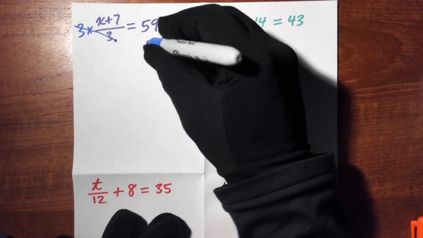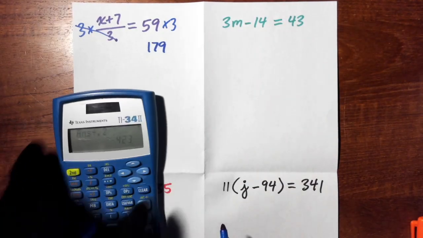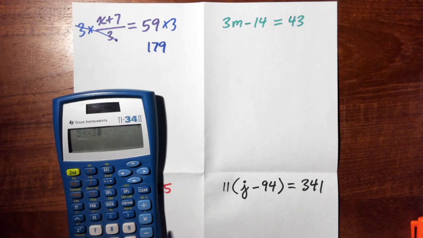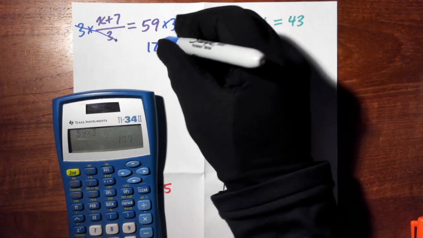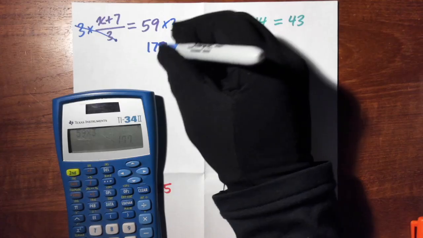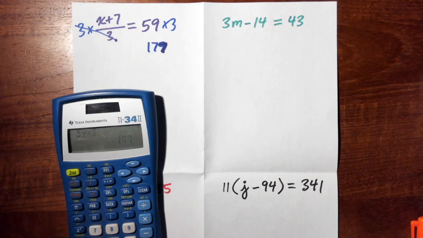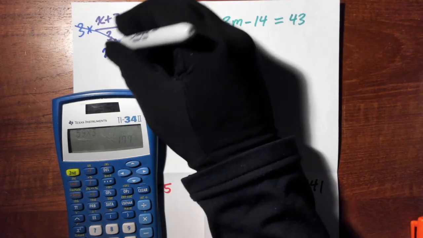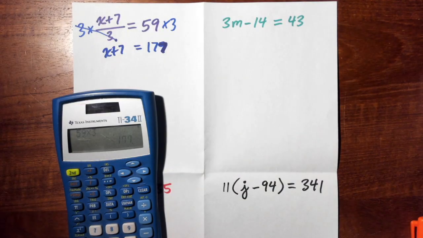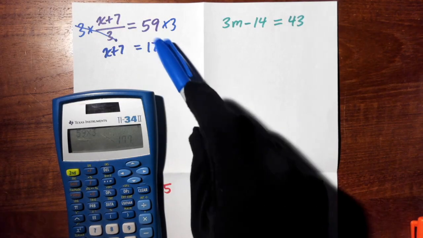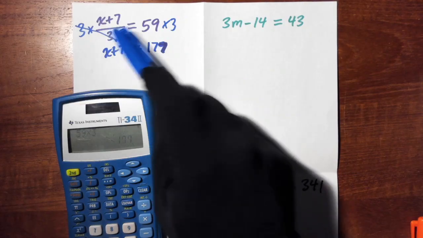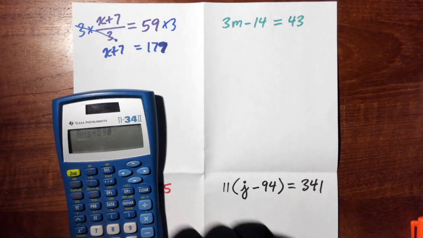150 and 27 is 179. Double check that. 59 times 3, 177. Look at that. Good thing I double checked. Okay, that equals x plus 7, right? This number divided by 3 gives me 59.